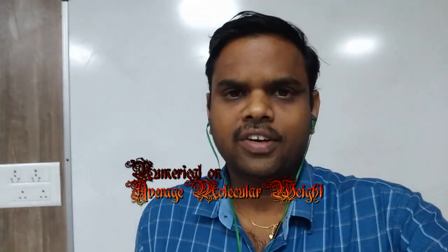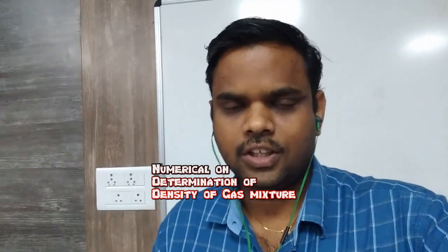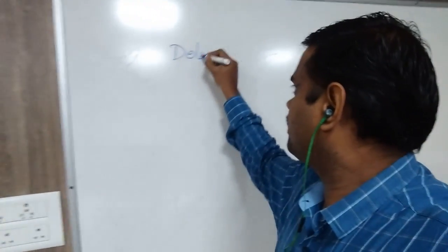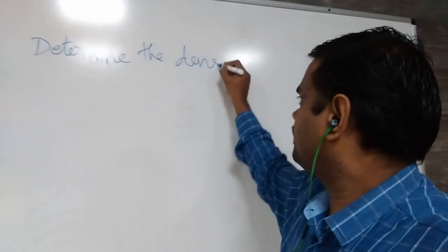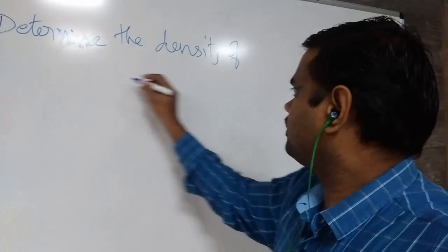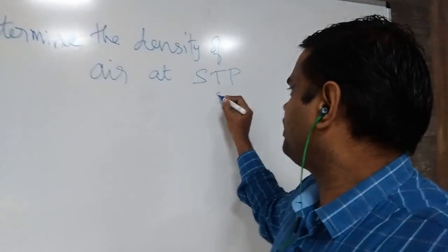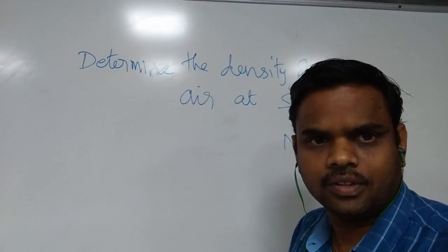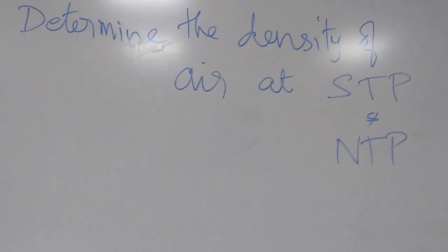Get ready. Previous lecture we have seen how to determine the average molecular weight and density of a gas mixture. Okay, so in continuation of it, let us solve a numerical. Determine the density of air at STP and NTP.